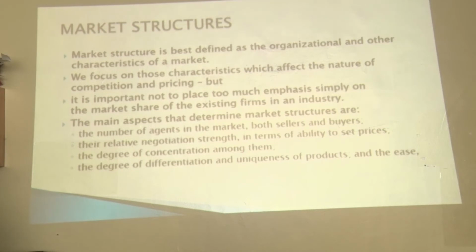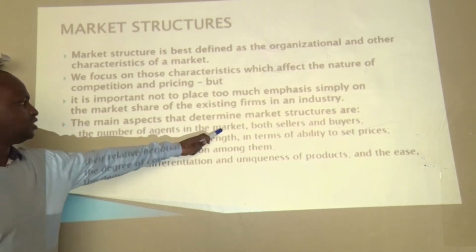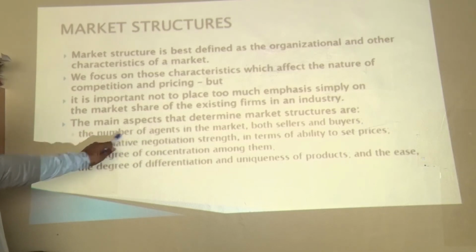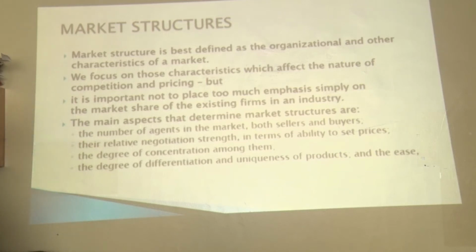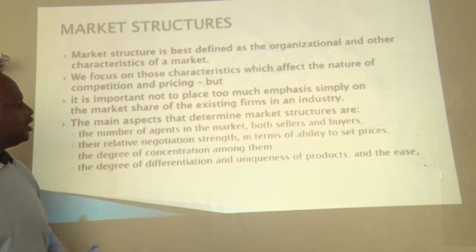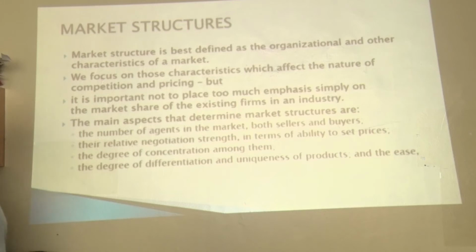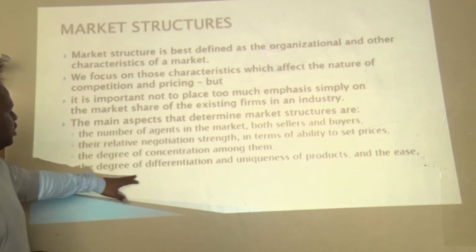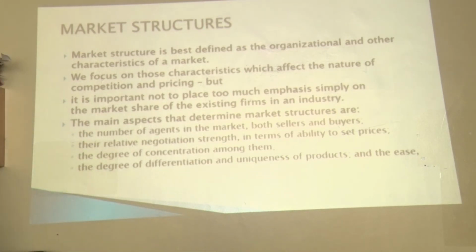The main aspect of determining the market structure is the number of agents in the market, both the sellers and the buyers. The other important thing is the relative negotiation strength, in terms of the ability to set prices. You should have a very strong negotiation strength so that at the end of the day you will be able to get the best prices. The other one is the degree of concentration among the buyers and the sellers. You also need to see the degree of differentiation and uniqueness of the various players and products in the market.